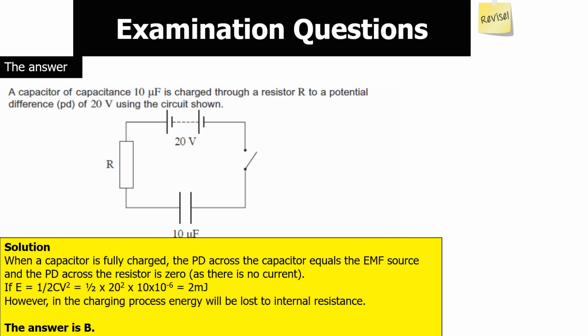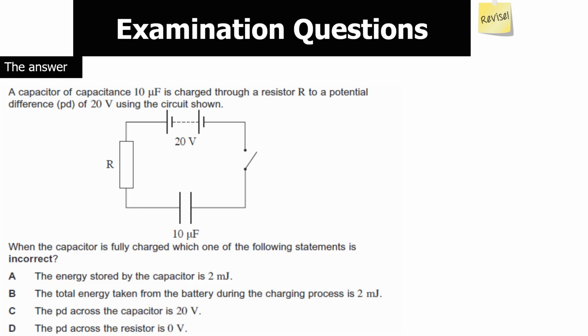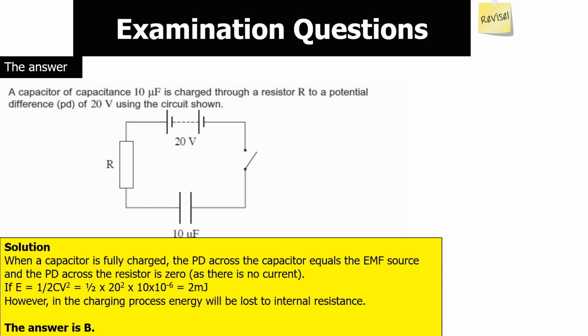So therefore, if we say E equals a half CV squared from the equation sheet, we can say it's a half times 20 squared, that's the potential difference, times 10 times 10 to the minus 6, which is the capacitance. So therefore, our answer is 2 millijoules. Now, however, in the charging process, the energy will be lost to resistance, so therefore it's going to be slightly less than 2 millijoules. So as a result, the answer is B.